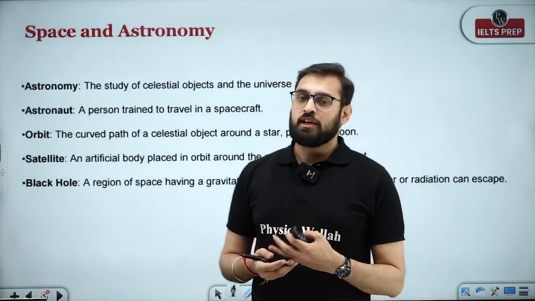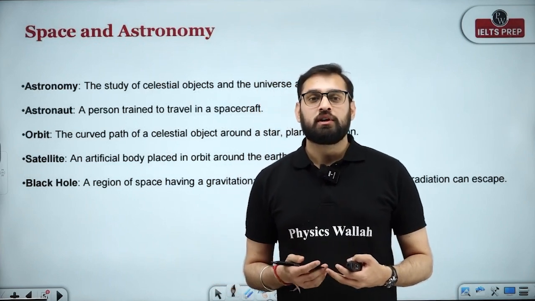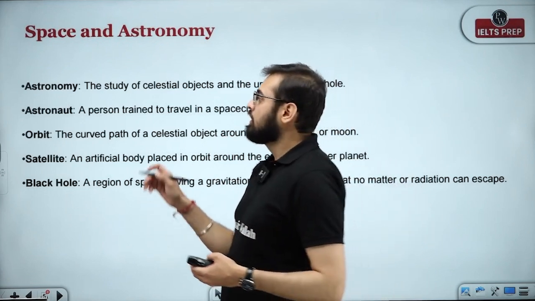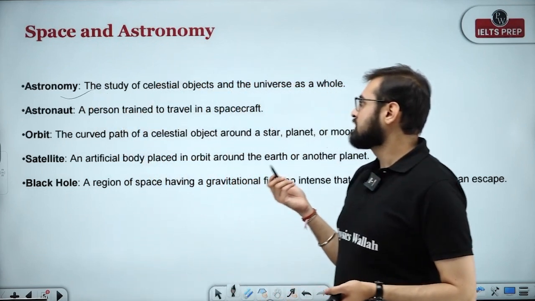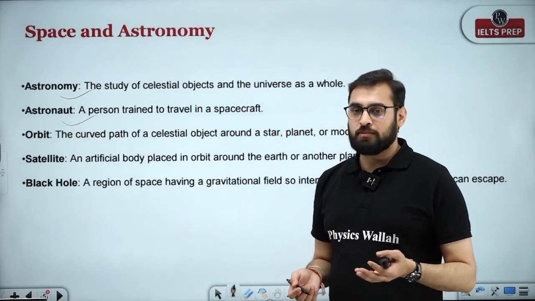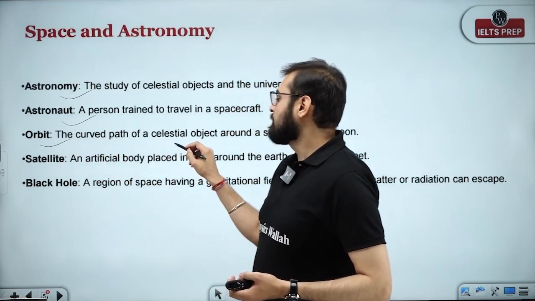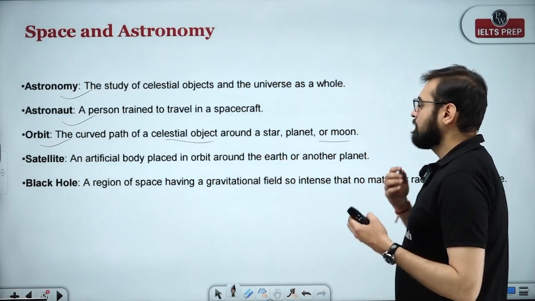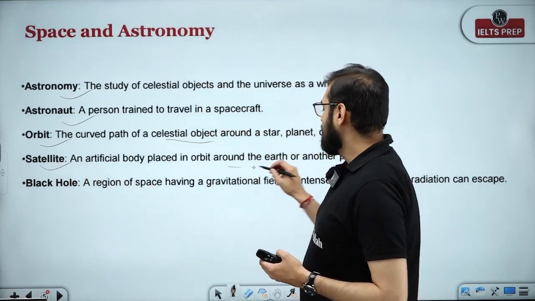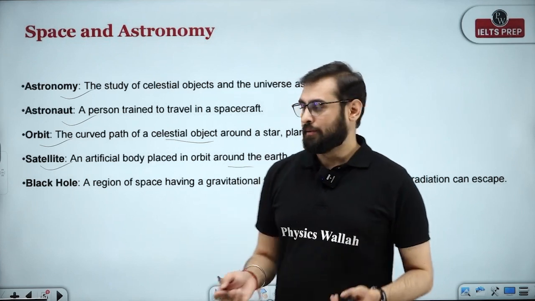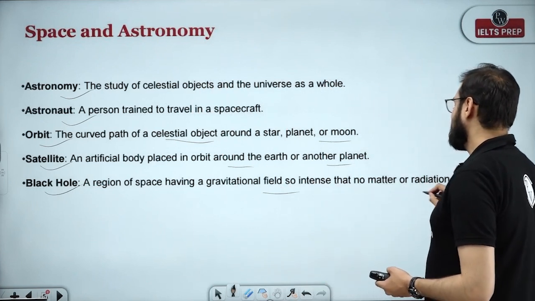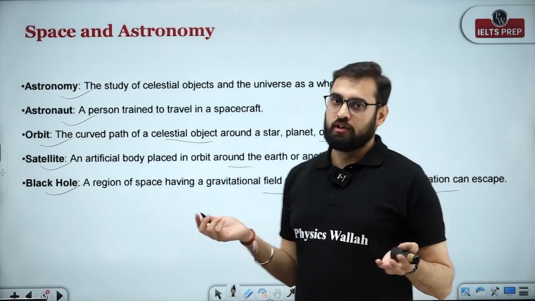Now, as far as your science and technology tasks are concerned, they could even ask you some questions about space and astronomy. How can you vary your vocabulary there? Astronomy, the study of celestial objects and the universe as a whole. Astronaut, a person trained to travel in a spacecraft. Orbit, the curved path of a celestial object around a star, planet or moon. Satellite, an artificial body placed in orbit around the earth or some other planet. Black hole, a region of space having a gravitational field so intense that no matter or radiation can escape it.